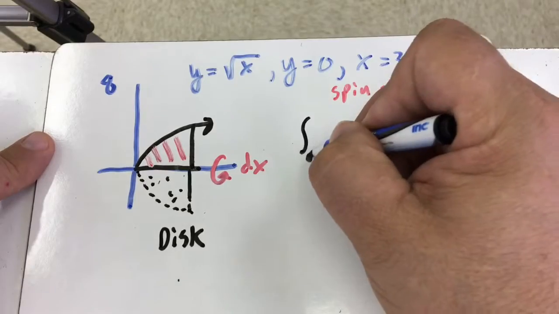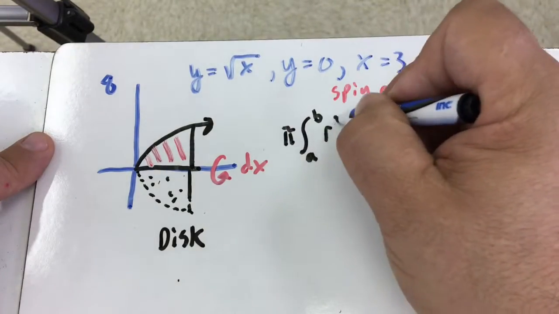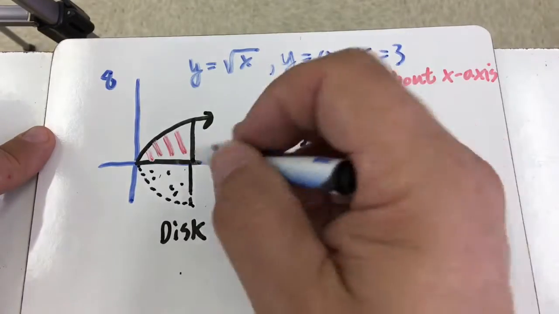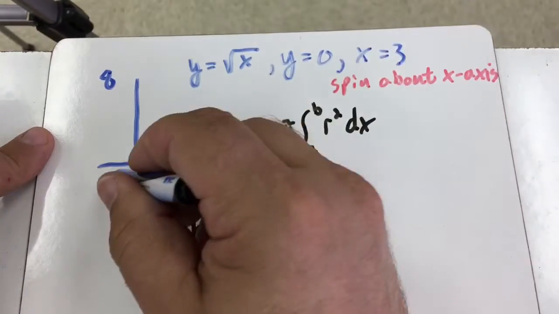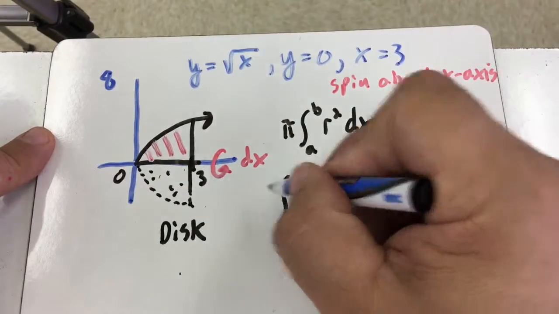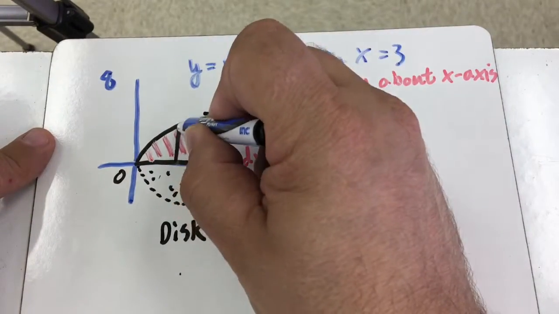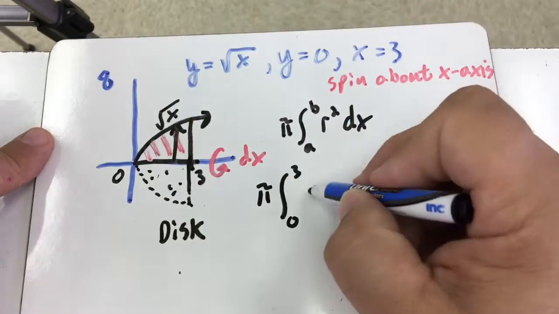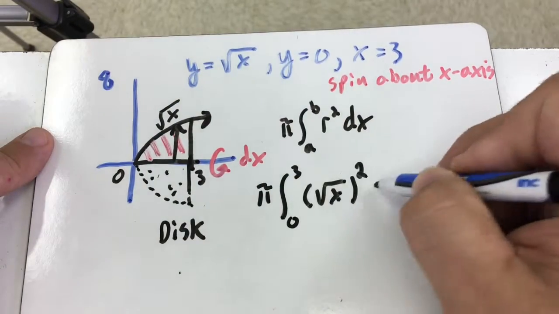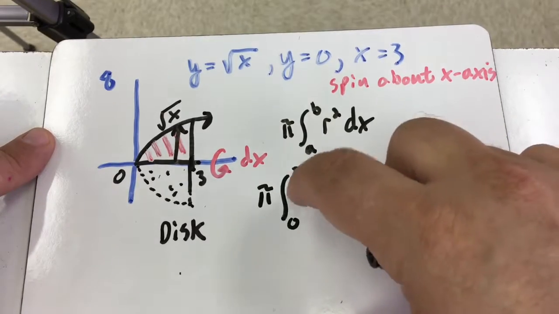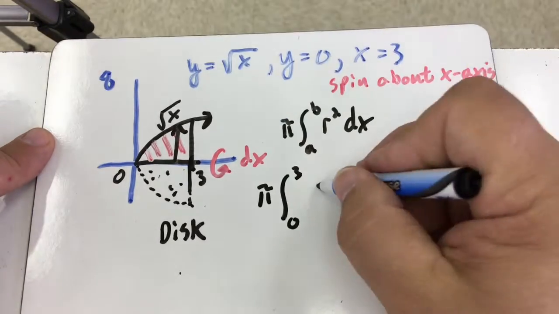So that's going to be from a to b of pi r squared times the height, which is dx, with respect to the x-axis. And now all I have to do is fill in the particulars. Notice this here was at x equals 3. This is at 0. So my integral is going to be pi from 0 to 3 of whatever my radius is. And my radius is going to be this expression, square root x squared dx. And I know that this is going to simplify, so that will just give me x.